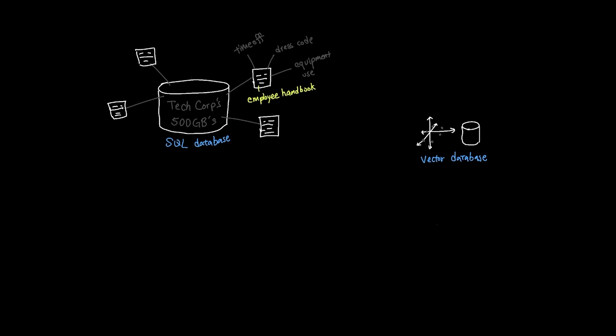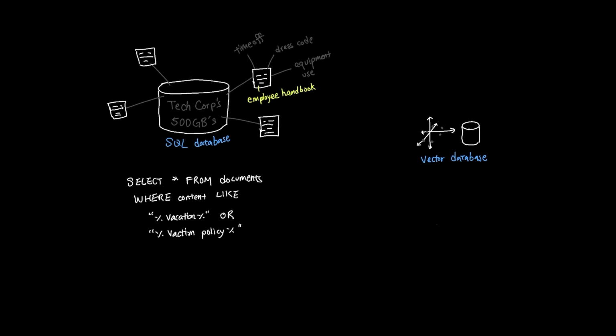In a conventional approach, where data is stored in a structured database like SQL, you typically need to do some amount of similarity search, like select all from documents where content like vacation or vacation policy with a wildcard before and after to look for details about questions on holiday. To expand your result set, you might increase the scope by adding VAC or VAC space POL. However, the drawback to this approach is that it puts the onus on the person searching for the data to get the search term formatted correctly.